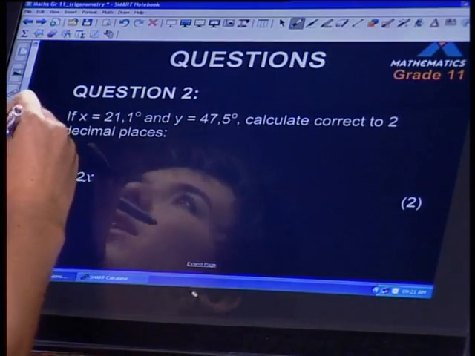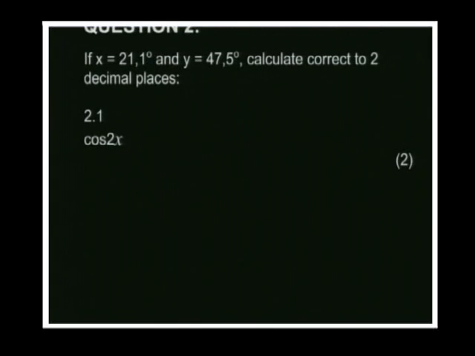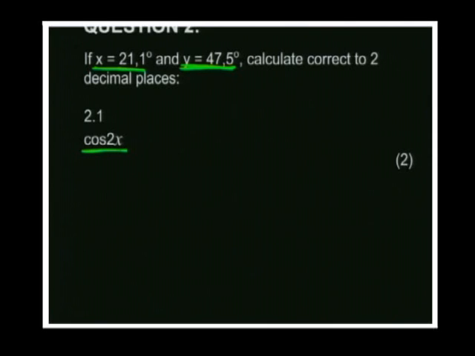So all of question 1 was just simplifying, using the reduction formula, using special angles, using your special triangles. So that was all just simplifying. Question 2 will now move to calculator work. So let's see what they ask here. They say that x is 21,1 and y is 47,5. Calculate correct to 2 decimal places. That tells you I'm definitely going to use my calculator here. Calculate the value of cos 2x.